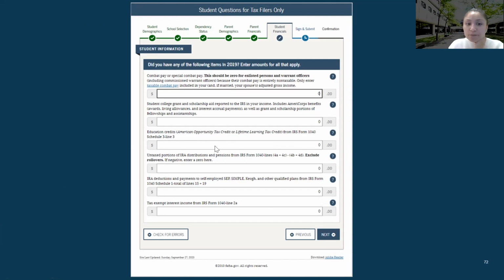The following is untaxed portions of IRA distributions and pensions from the IRS Form 1040, lines 4A plus 4C minus 4B plus 4D. So keep that in mind. You will have to add 4A, 4C first, as well as 4B plus 4D first, and then subtract it from one another. And you exclude rollovers. So if you have rollovers in this section, do not include.